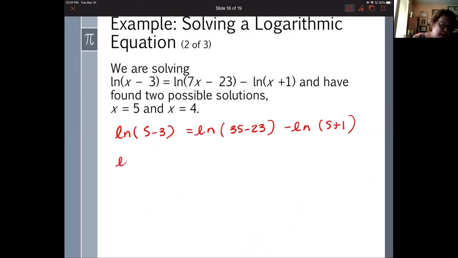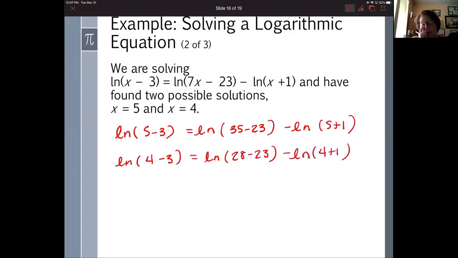If I put 4 in there, that's fine. What's that going to be? 28 minus 23, that's fine. Not a negative. Minus the natural log of what? 4 plus 1, that's fine. And all of these actually check. The 4 and the 5 are both solutions.